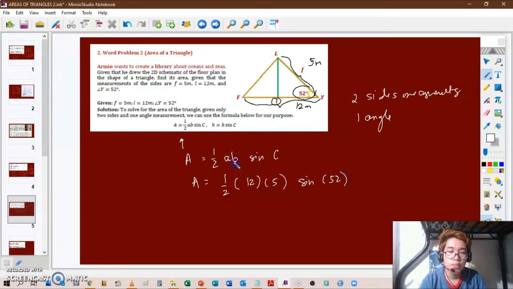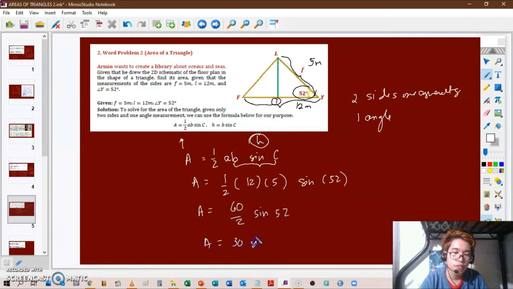If you notice, b sine C here is actually the height of our given triangle, and a is the base. There you go. So we can now solve for the area. This will give us 60 all over 2 multiplied by sine 52. Therefore, the area is equal to 30 sine 52.